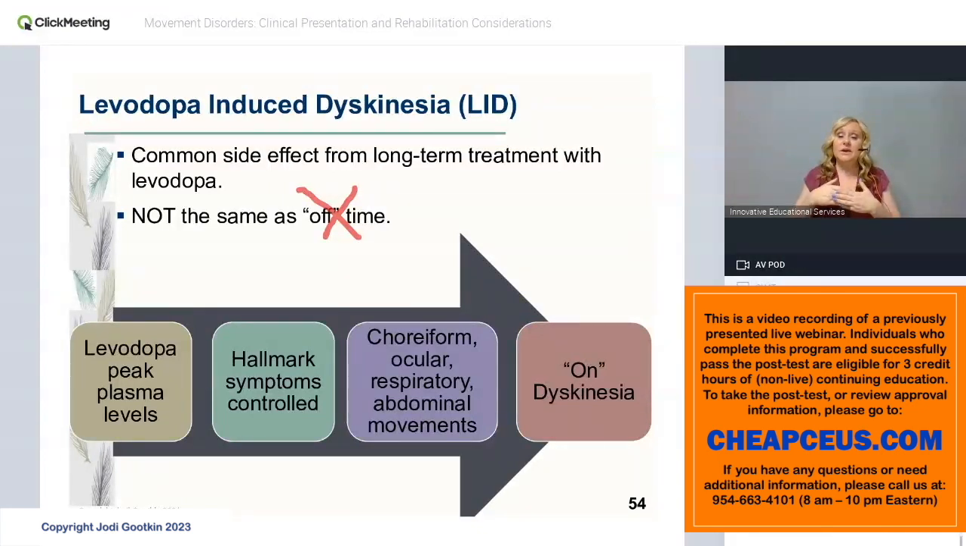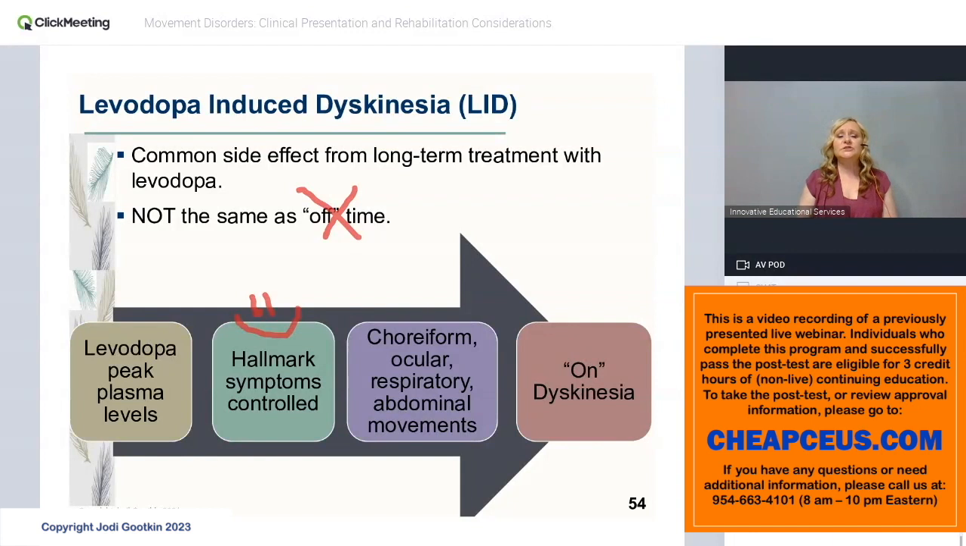The medication is at peak plasma levels. The medication is working. Those hallmark symptoms are being controlled: the bradykinesia, the tremors, the rigidity, all of that is under control. However, after long-term use of the medications, the individual starts to develop hyperkinetic movement. So now they have excess movement, excess moving or titubation of the head. If you've seen Michael J. Fox in interviews, you tend to see some of this. You can hear it in the individual's speech, and maybe during gait, a kind of kick of the leg out.